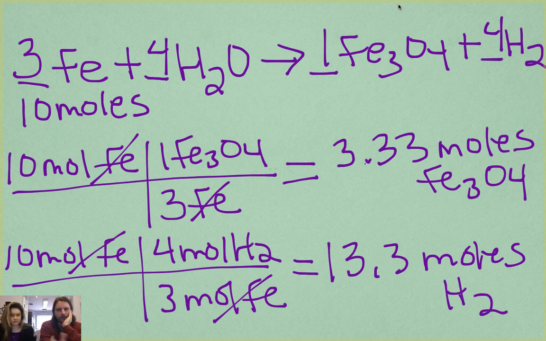Just recapping here, the coefficients set up what ratio these guys react and produce with each other, and that can give you a hint with any number of moles. So you picked 10 moles of iron just because you were saying, what if I had 10 moles of iron? How much water would I need for the reaction to take place, and how much Fe3O4 and H2 would that produce? Awesome.